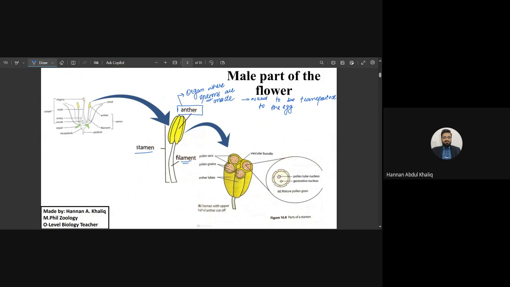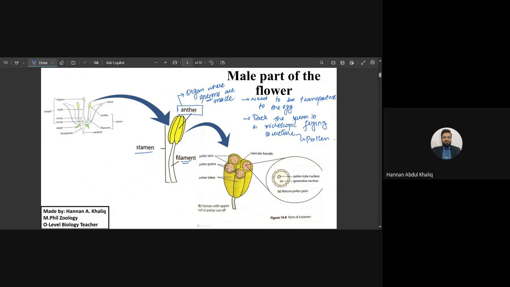The plants are no more dependent on water. So what does it mean? It means that we need to find another way. So what do these plants do? They pack the sperm in a microscopic flying structure called what? Pollen.